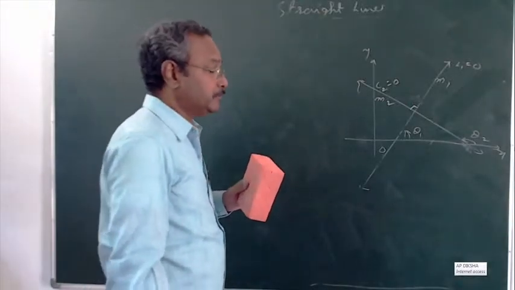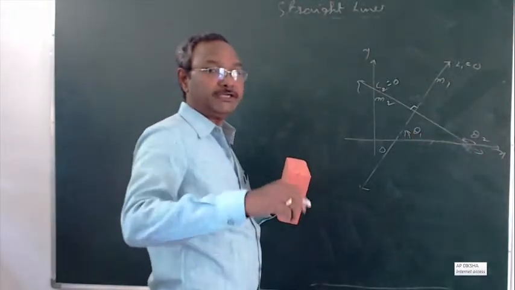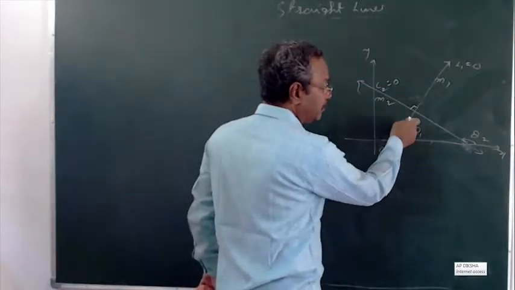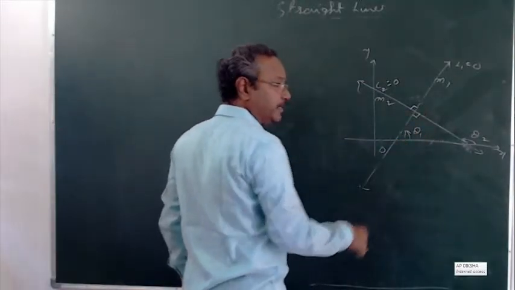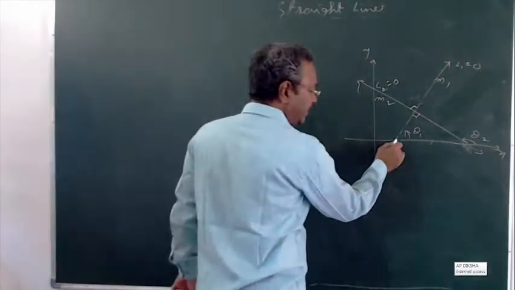Call it as theta 2. What is the relation connecting these two? Now, we can see that this angle is theta 1 and this angle is exactly 90 degrees. So, this is a right angle triangle.